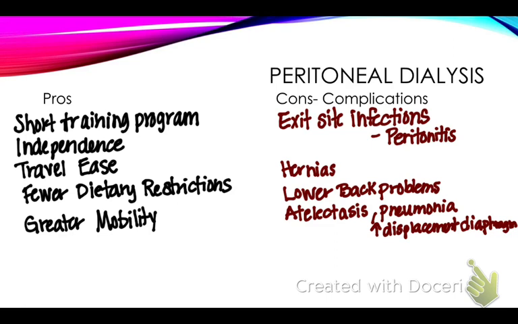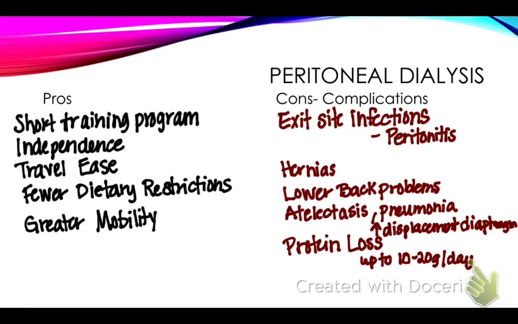Lower back problems, atelectasis, pneumonia, because think about all this fluid in your stomach. They're not getting the deep breaths. Their lungs are not able to expand as much, because all that fluid's pushing up on their diaphragm, and it displaces it. So that's some problems that they can have. So you might see even some pneumonia, or frequent pneumonia, bronchitis type things with your peritoneal dialysis patients.